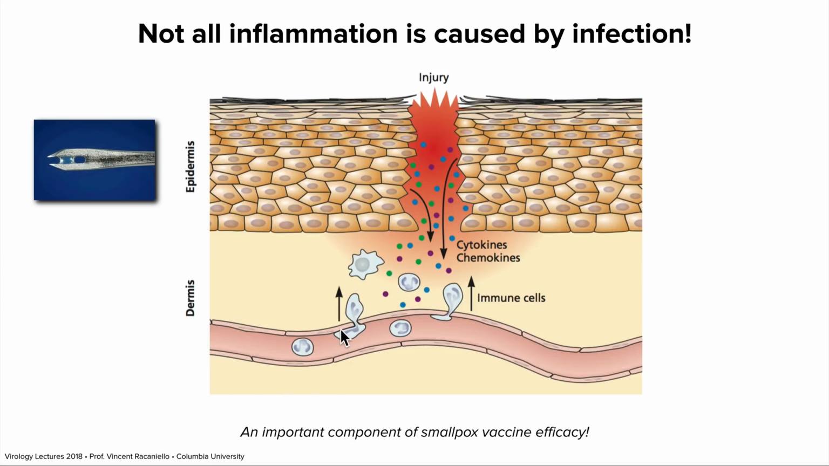They cause inflammation. Here we have some immune cells coming in. The area is getting red. It's swelling. All of this is going to pick up viral proteins made by dead and dying cells. They're going to bring them back to the lymph node. And because it's a good inflammatory response, the adaptive response is going to be great as well. Really an important component of the efficacy of this particular vaccine.